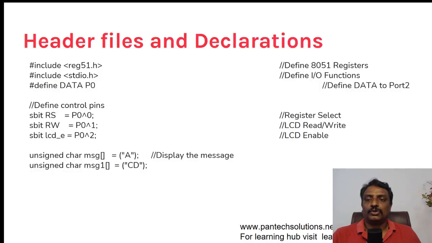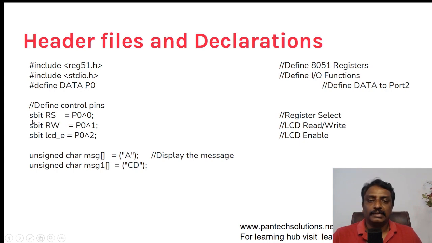So let's go to the code. First, I will explain the code on the presentation, then we can go to the Keil version and I will go step by step. The first is #include <reg51.h> to include the registers of the 8051, and stdio.h, the standard input output. If you are going to use printf, then you have to use this header file. Then #define data P0: I'm just declaring port 0 as data, as I'm going to use port 0 for the LCD display.